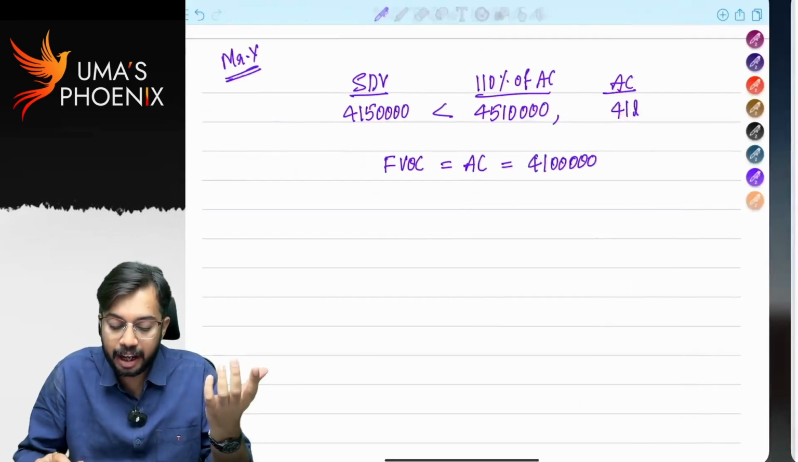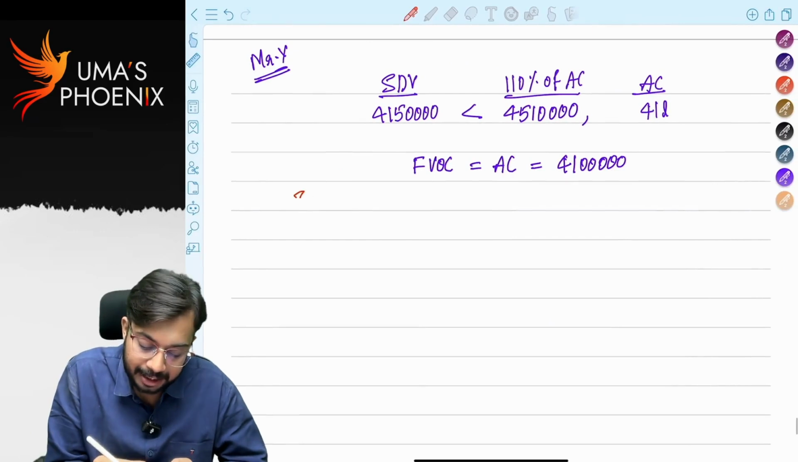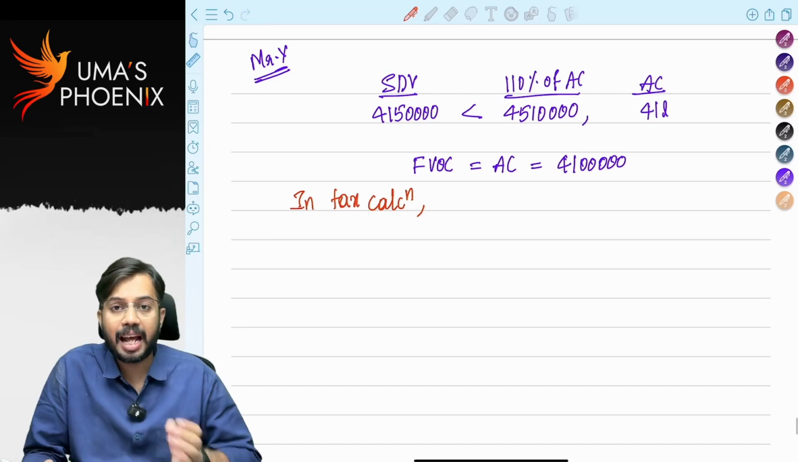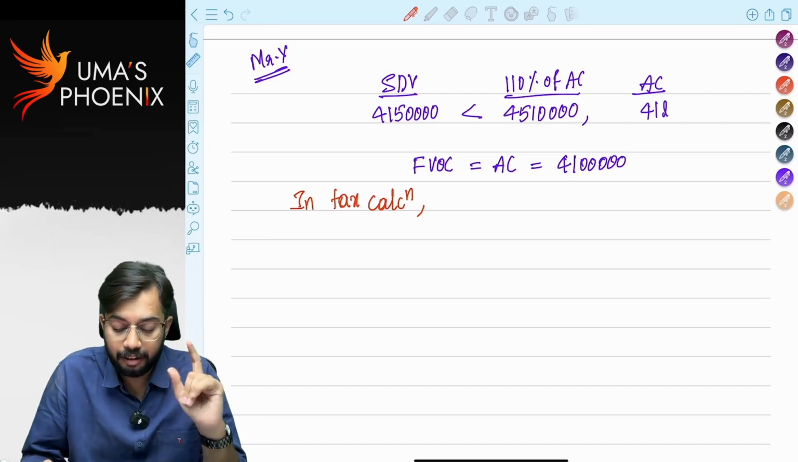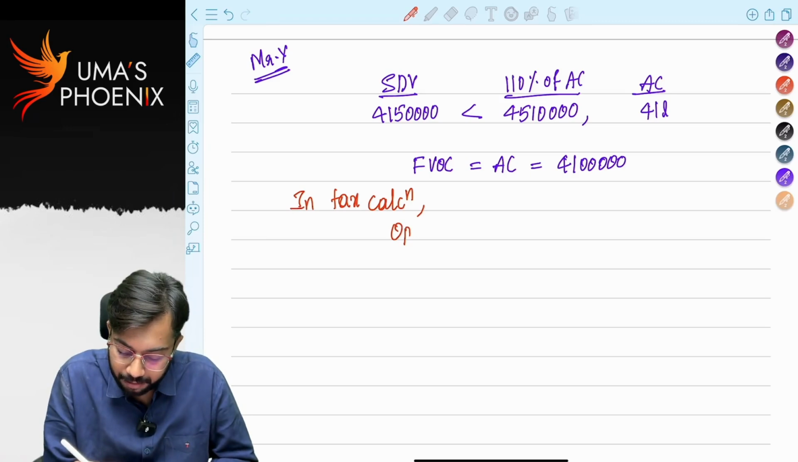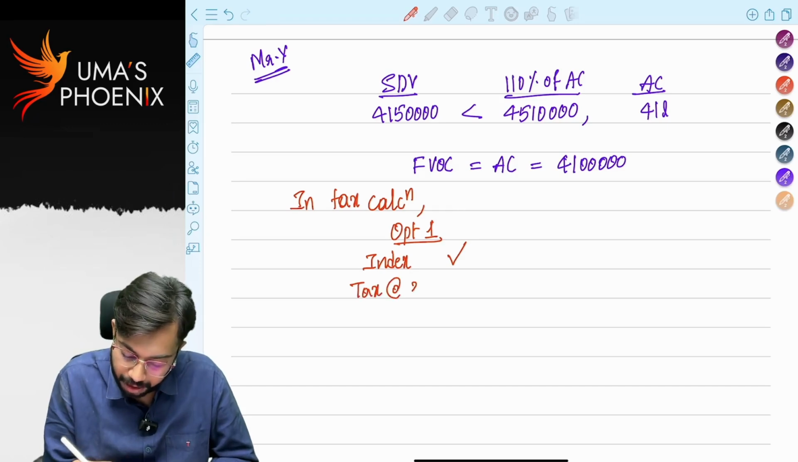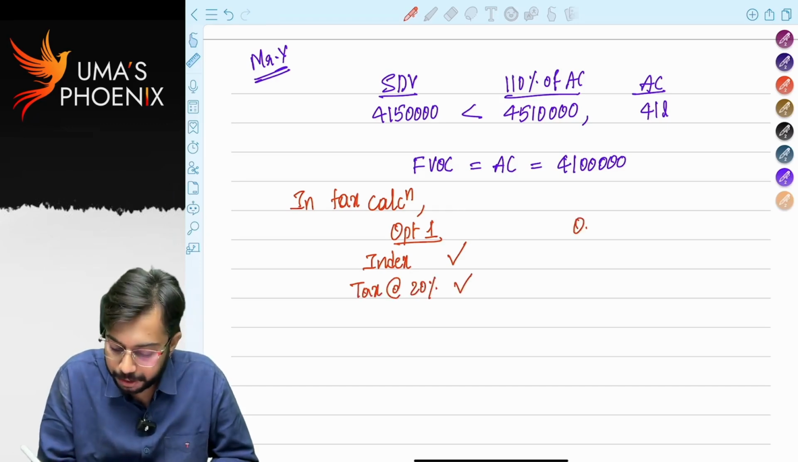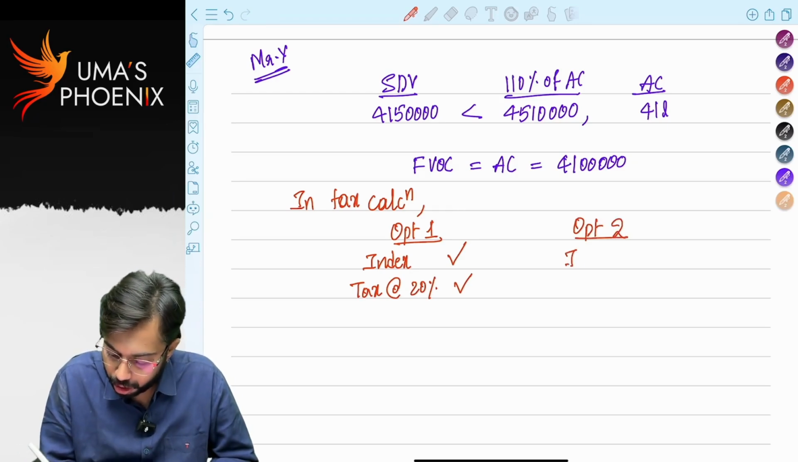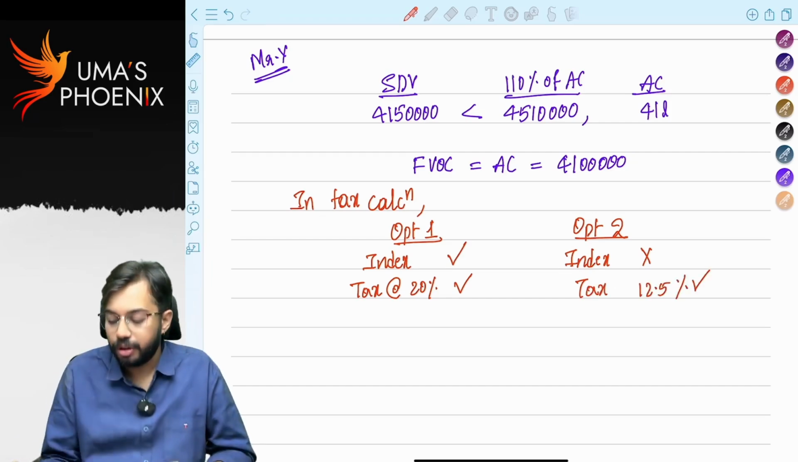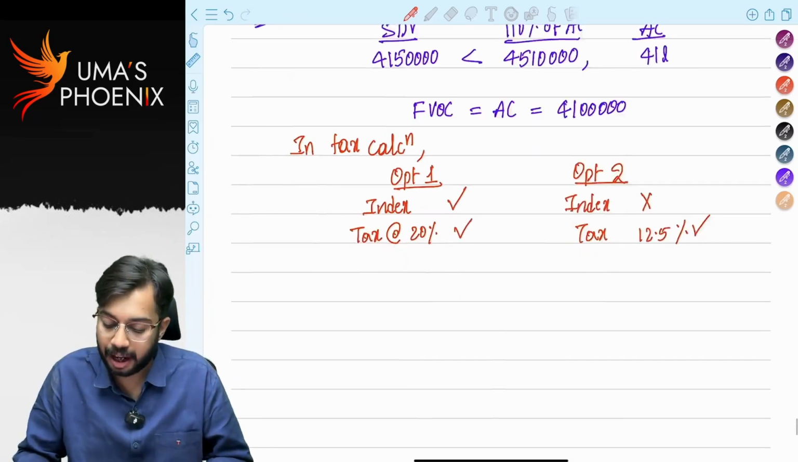So now in case of Mr. Y, in tax calculation, two options are there. First, option 1, claim indexation benefit. Pay tax at the rate of 20%. Option 2, don't claim indexation benefit. Pay tax at the rate of 12.5%. So these are the two options that are available.